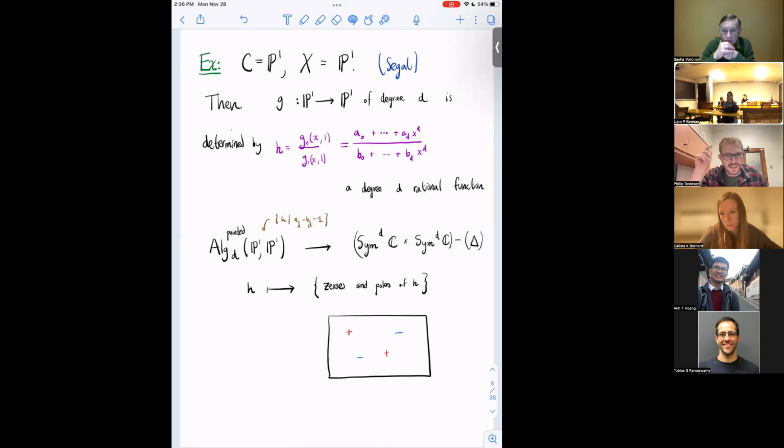Given two polynomials, g zero of x and g one of x, you can look at the zeros of g zero and the zeros of g one, and you can associate to each h a configuration of zeros and poles. So you record the zeros and the poles of H.